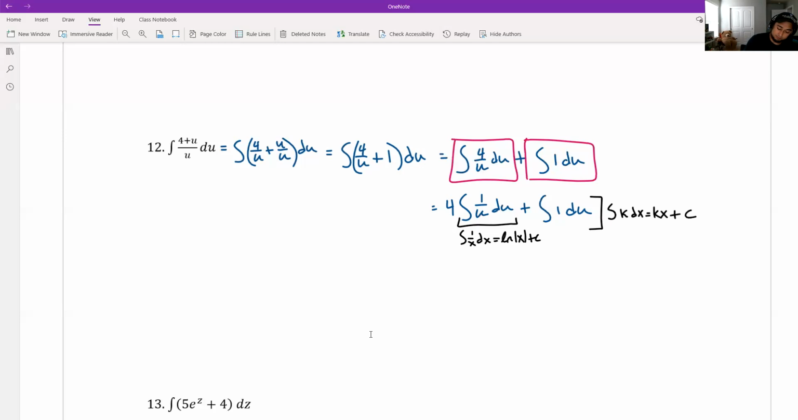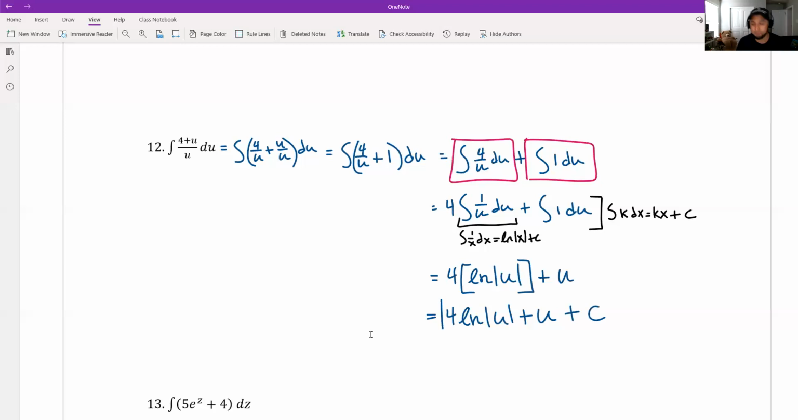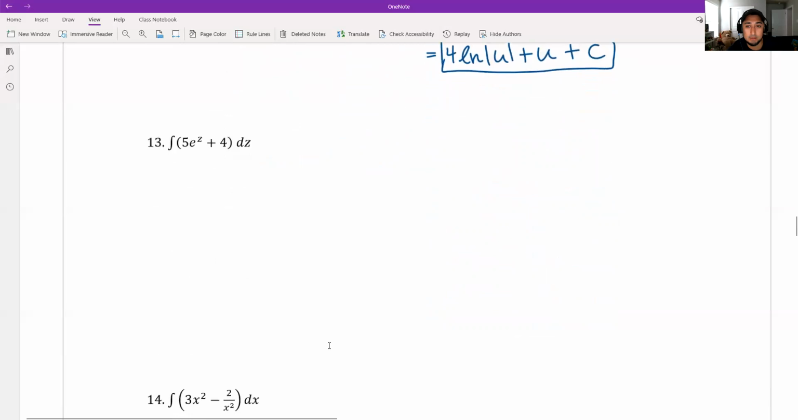So, with that being said, I get 4 times the natural log of the absolute value of u plus the antiderivative of 1, or the integral of 1, with respect to u, is going to be u. Okay, and we're basically done. This becomes 4 natural log absolute value of u plus u plus c. As in C, senor. There it is. Okay. Perfect. There it is.